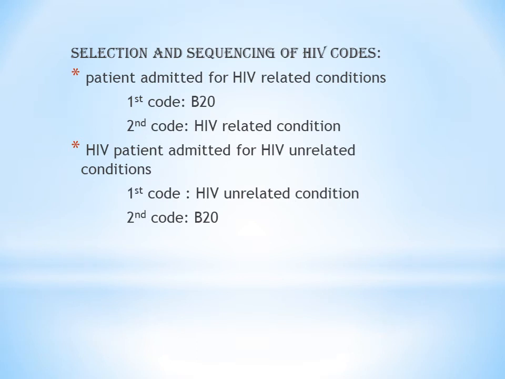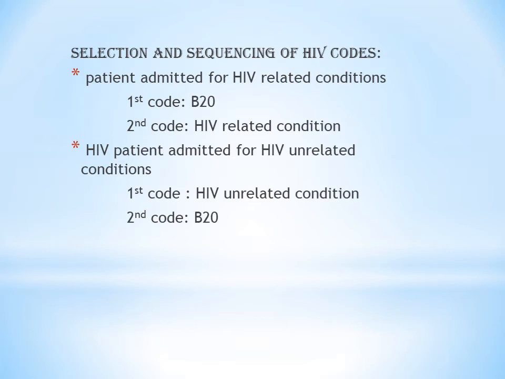Next, selection and sequencing of HIV codes. First, patient admitted for an HIV related condition. When an HIV positive patient comes to hospital for some condition, we have to look at whether it is an HIV related condition or an HIV unrelated condition, and the sequencing will be accordingly.